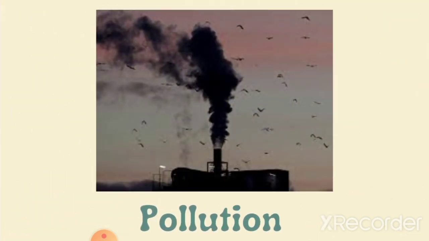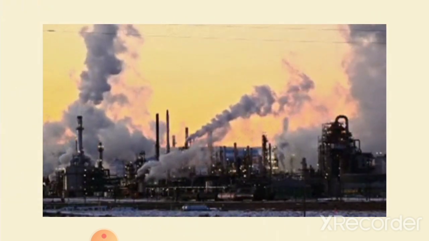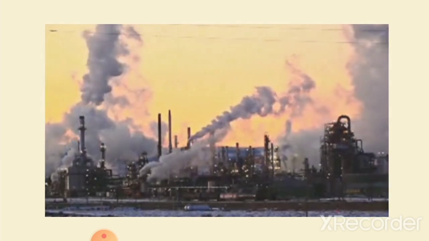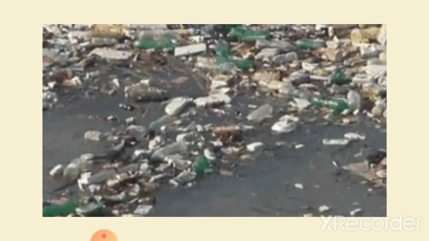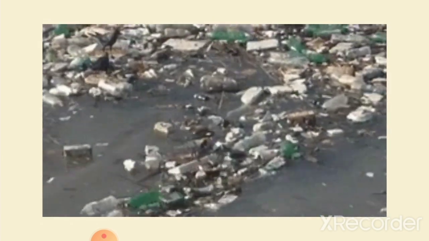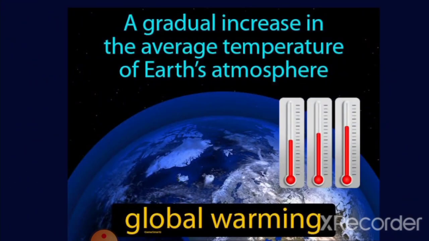The first is pollution. Pollution is the release of harmful substances in the environment. It can be to the air, on the land, or even in water. So, when the environment is affected, it can also affect the climate of the environment and can even cause global warming. Global warming is simply an increase in the temperature of the atmosphere of the earth.